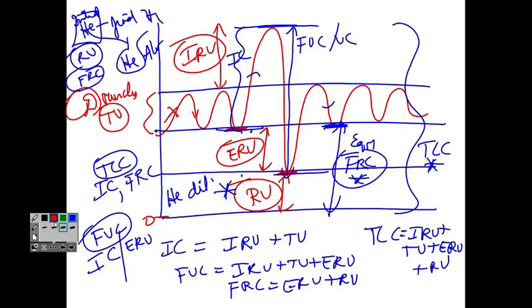Which disease has less ERV? Obstructive. You're expiring less. Which disease has increased RV? You're trapping air. Again, obstructive. FRC and TLC also increase in obstructive. Which disease has residual volume, FRC and TLC all decreased? Restrictive lung disease. So that's pretty much okay.